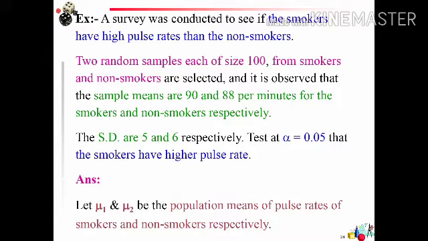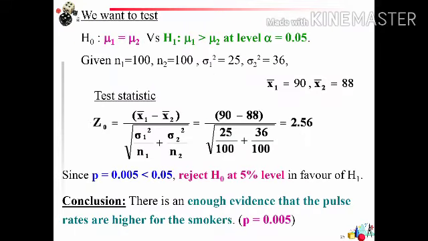So here the answer: let mu1 and mu2 be the population mean of pulse rate of smokers and non-smokers respectively. Here we want to compare the mean pulse rate between smokers and non-smokers. So we want to test H0 that mu1 equal to mu2 against the alternative hypothesis H1 that mu1 greater than mu2 at alpha level of significance 0.05.